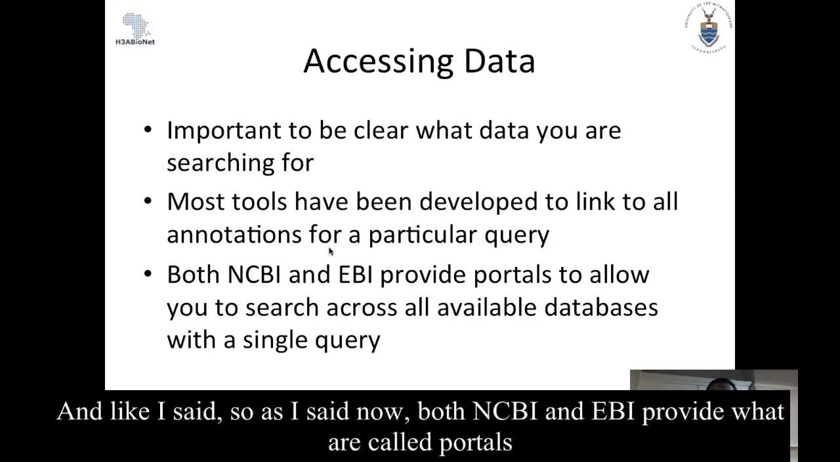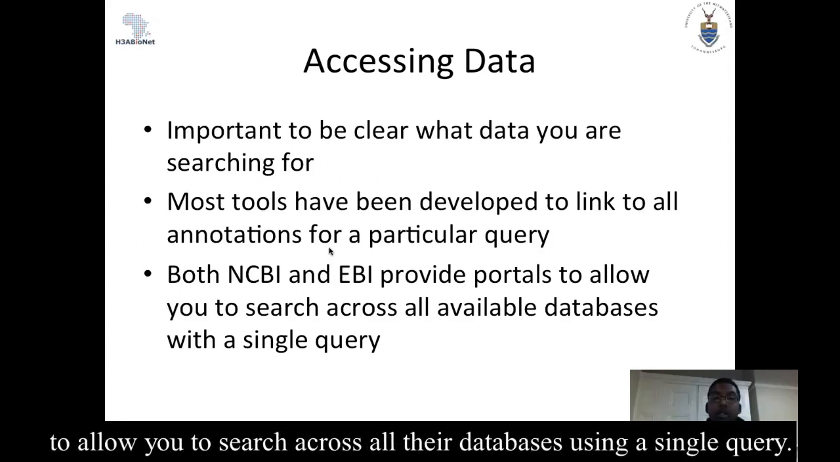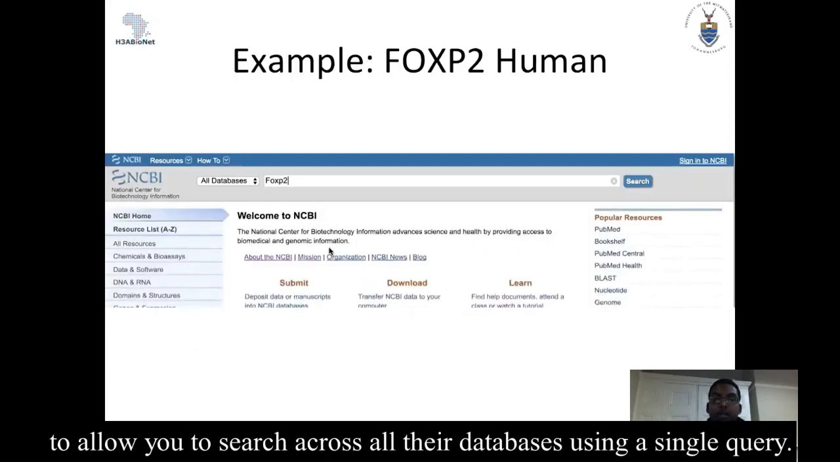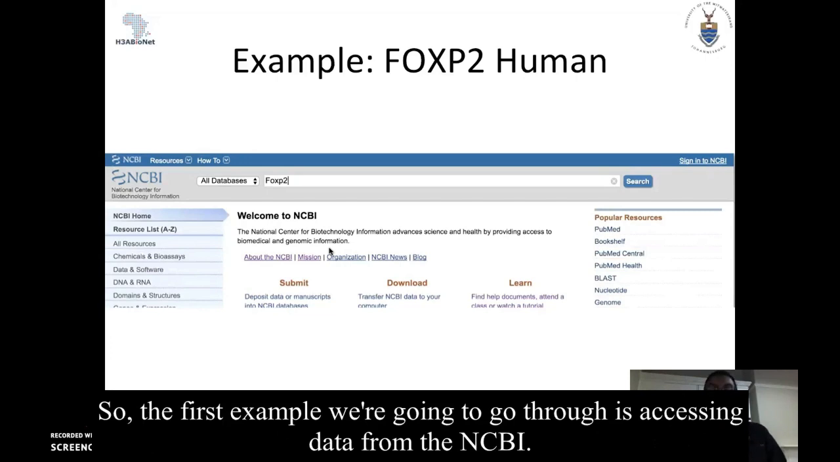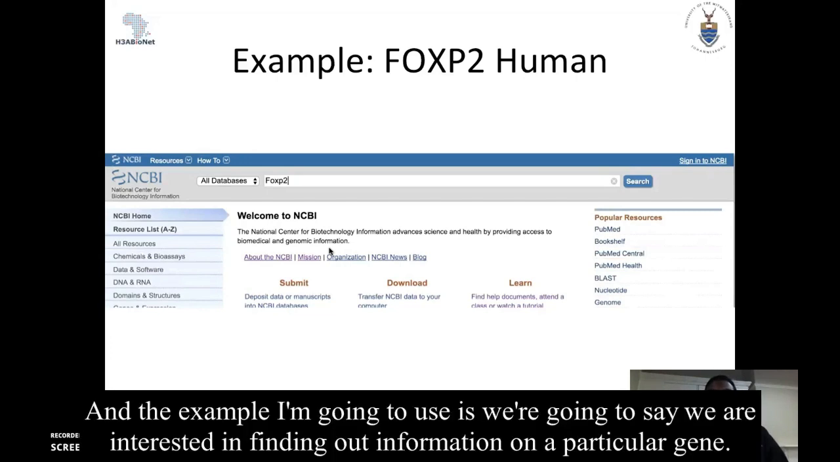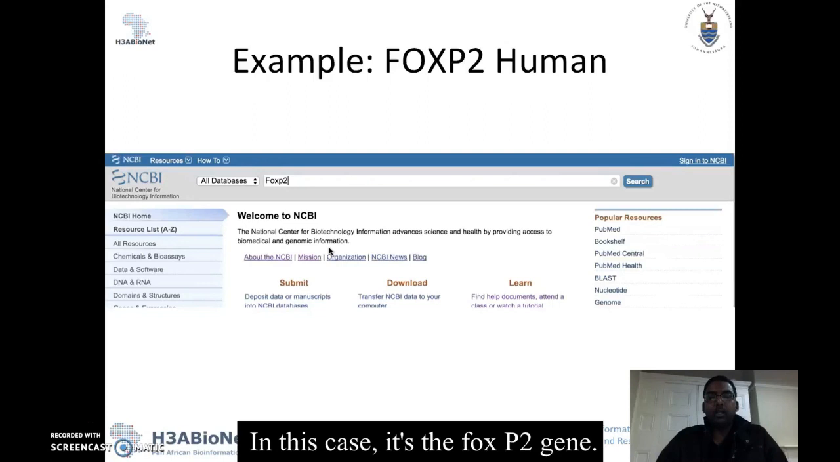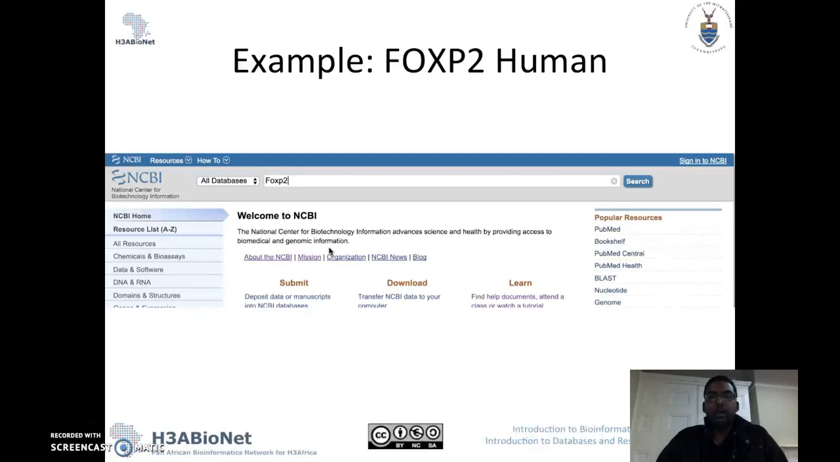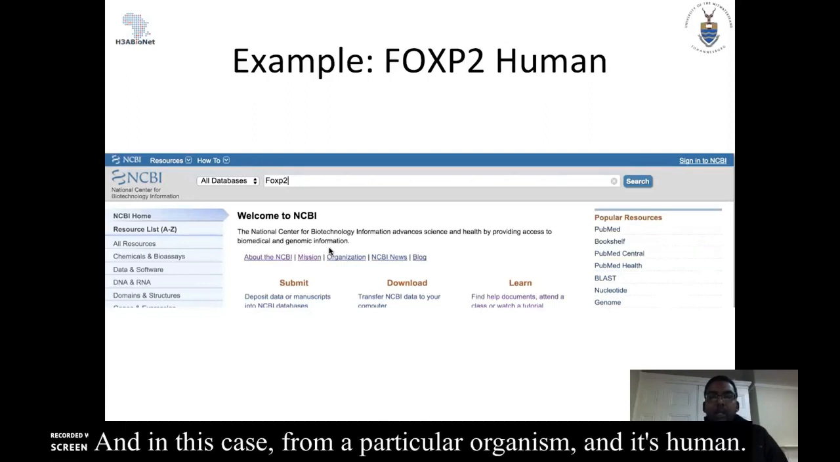As I said, both NCBI and EBI provide what are called portals to allow you to search across all their databases using a single query. Okay, so the first example we're going to go through is accessing data from the NCBI. And the example I'm going to use is we're going to say that we are interested in finding out information on a particular gene. In this case, it's the FOXP2 gene. And in this case, from a particular organism, and it's human.